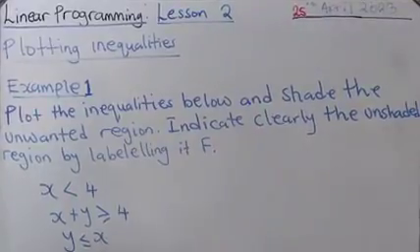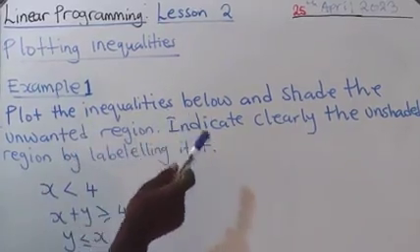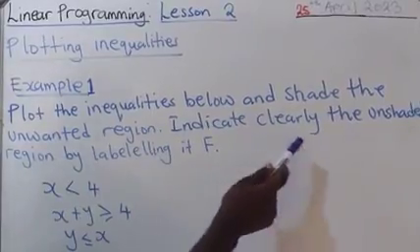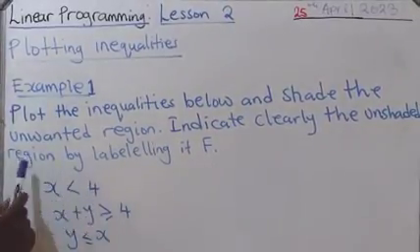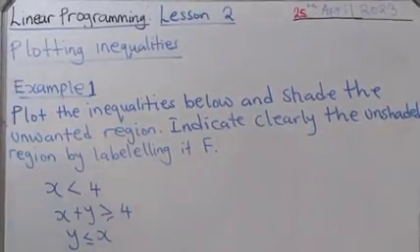And our first example is saying plot the inequalities below and shade the unwanted region. Indicate clearly the unshaded region by labeling it F. Okay, that's what they want.